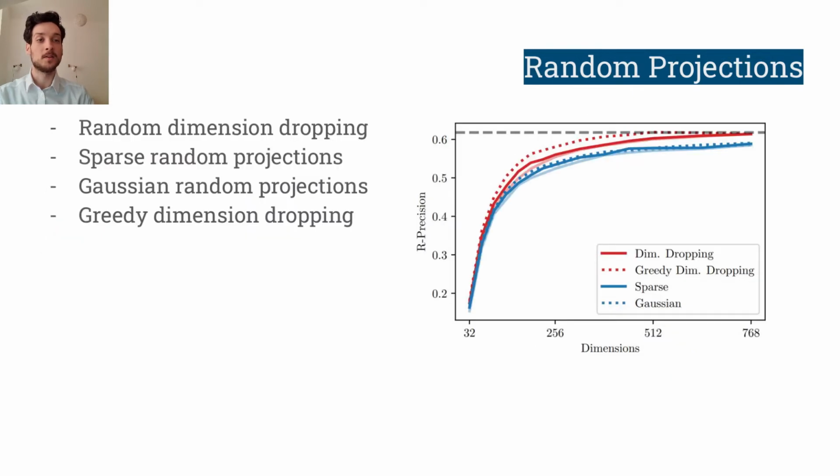The first dimension reduction method is random dimension dropping. Here we simply randomly choose dimensions to drop and we keep the rest. There are standard methods for random projections, such as sparse and Gaussian random projections, but they work less well. A more sophisticated approach is to select dimensions that contribute the least to retrieval, and this we call the greedy dimension dropping, which tops all other curves. For this method, we center and normalize before and after the dimension reduction. While greedy dimension dropping is the best, most of these methods saturate very quickly and reach close to the uncompressed performance, which is the gray horizontal line.